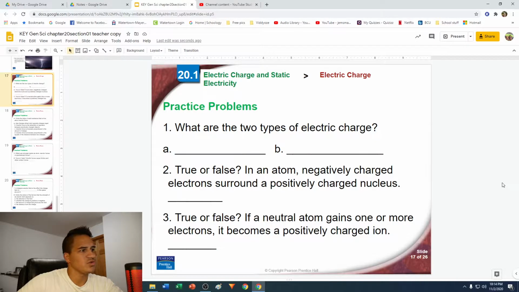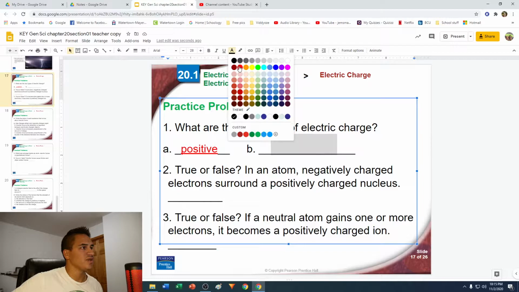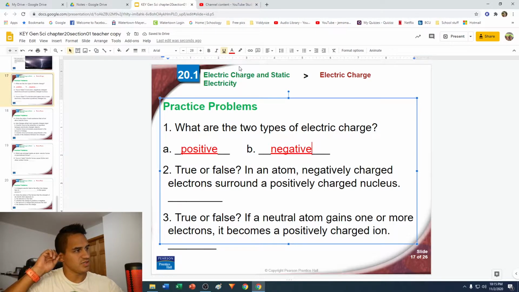It says, what are the two types of electric charge? Alright, so in this section we talked about two types of particles in the atom that have charge. We have protons and electrons, and the two types of charge that they have are either going to be positive or negative. Okay, protons are positive and electrons are negative. Now granted, this course and chapter is not about chemistry, but you should know that, of course, there are positive protons, negative electrons.